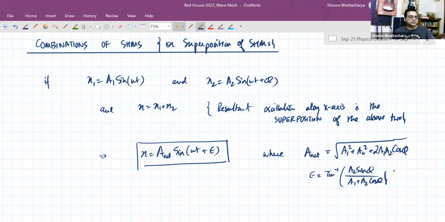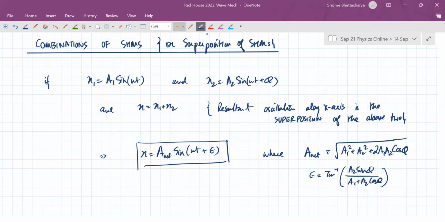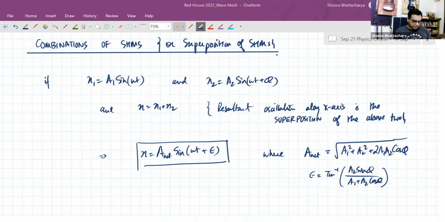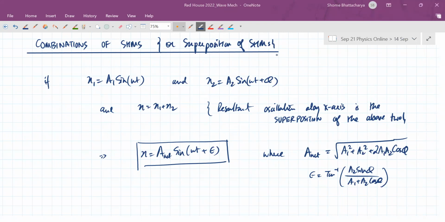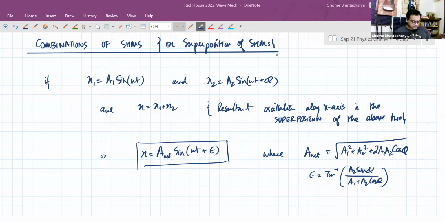But mind you, what we are doing here is that the two SHMs are being superimposed. Actually, we have done this in the last lecture, is it? Yes. Okay, let me just quickly check the notes. Last or way before that? Then it must be the last to last lecture, no? The one before that. Yes.